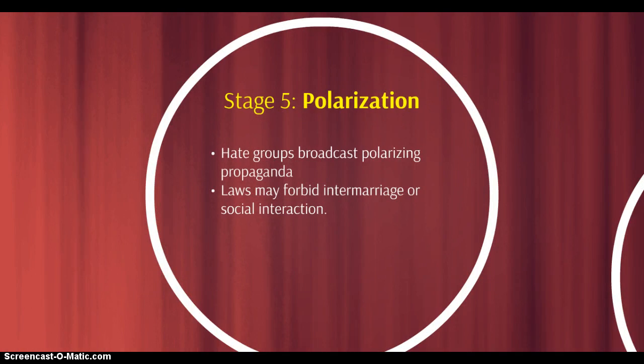Stage 5 is polarization. Hate groups start broadcasting polarizing propaganda. Laws may even forbid intermarriage and social interaction. Extremist terrorism targets moderates, intimidating and silencing the center. In the situation in Rwanda, we will talk about a case where a Hutu man is married to a Tutsi woman, and this is not accepted by the Hutu tribes.